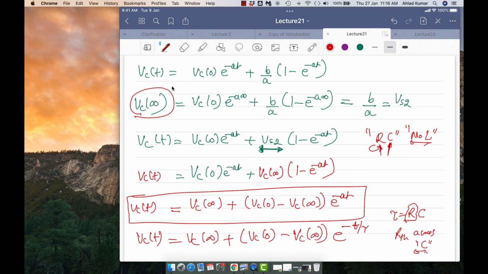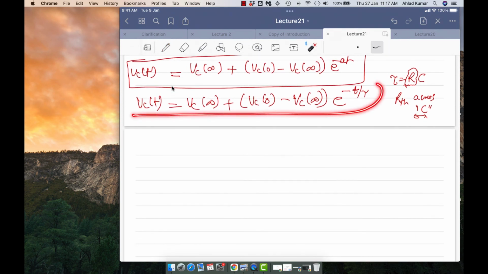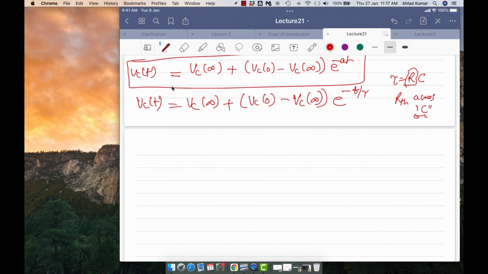Sir, can you summarize? Yeah, so I have this equation. This equation is a general equation for solving the circuits. Note that in this general equation, there are 3 points which are required to solve it. The 3 points are Vc at infinity, the second is to calculate Vc at 0, and the third is to calculate tau. Once you have these three values in your hand, you can plug them into this equation and get the voltage across the capacitor at any time t.